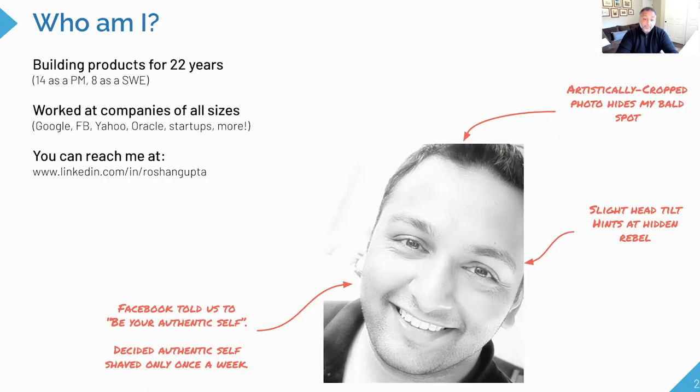So I've been building products for over 22 years, the first 8 as a software engineer, and the last 14 as a product manager. I've worked in companies of all sizes, from tiny startups to companies that IPO'd to big companies like Google, Facebook, and Yahoo. I've worked across a lot of different verticals, like e-commerce, ads, consumer software, enterprise software, to name a few. And currently, I help lead the Android Messages team at Google.